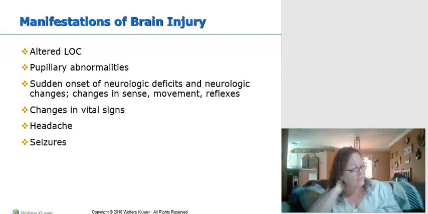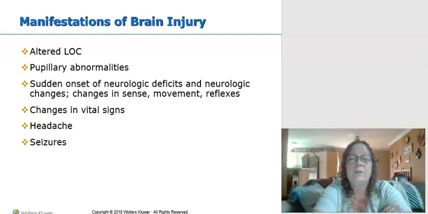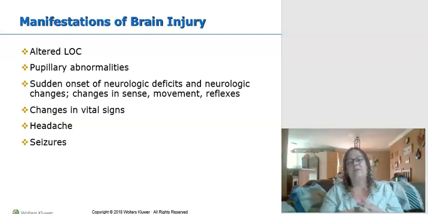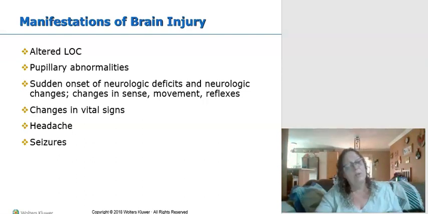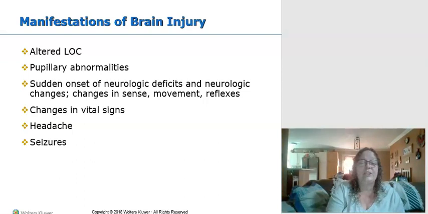So manifestations of brain injury: altered level of consciousness. Remember, we used our Glasgow Coma Scale to assess LOC. Pupillary abnormalities, sudden onset of neurological deficits, and neurologic changes in sensory, movement, or motor. So remember, those are the signs and symptoms of stroke: paralysis, problems with speech, facial droop, sudden difficulty with vision, speaking, understanding words, all of those signs and symptoms. So think back to that, right? You may see changes in vital signs.